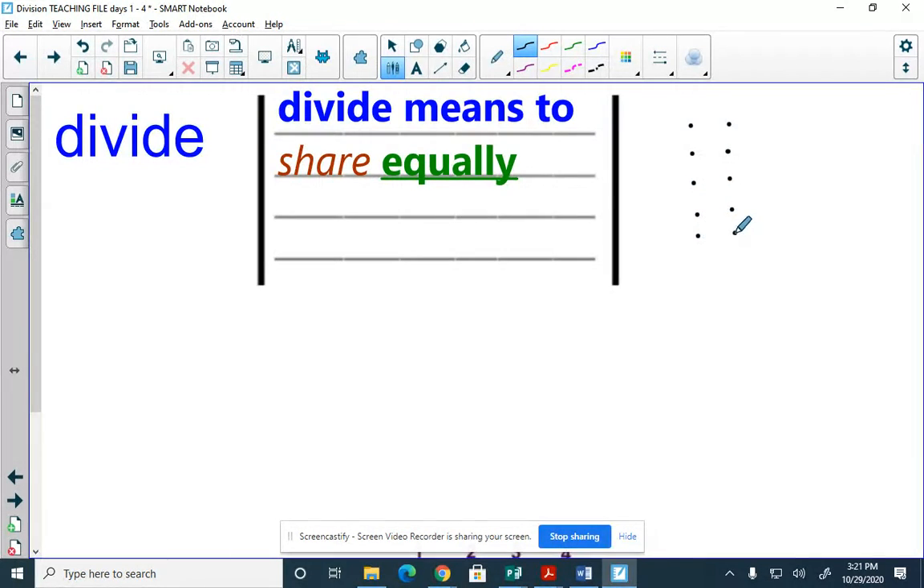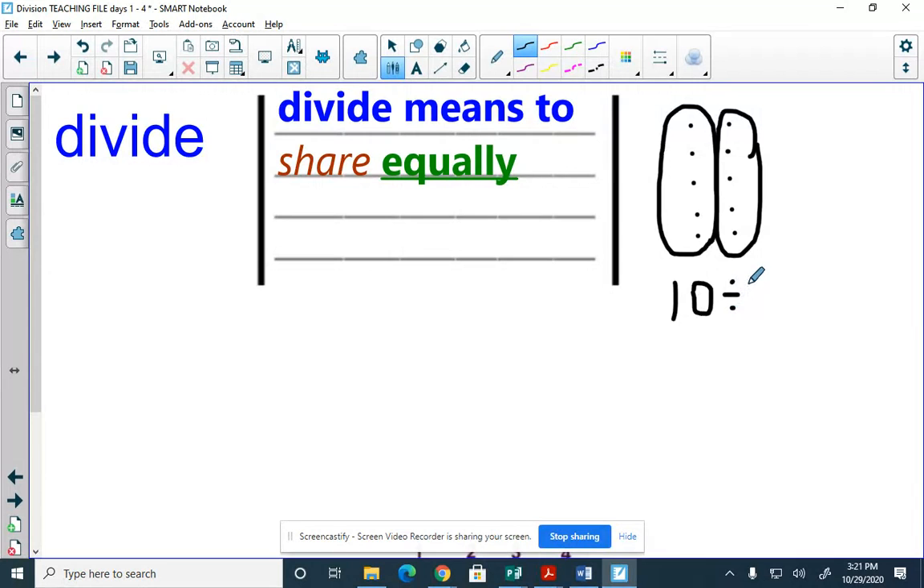If I have 10 beads and you need to draw this, like an array, 5 rows of 2, and I were to take the 10 beads and put them into groups of 2, like this, there would end up being 5 beads in each of the 2 groups. So the division sentence: I took 10 beads and I divided them into groups of 2, which put 5 in each group. If you will put this in the picture column and put that division sentence underneath, pause the video to do that.